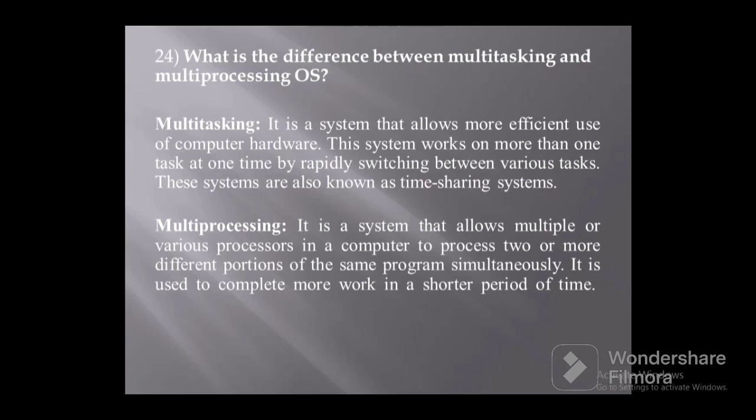What is multiprocessing? Multiprocessing means multiple processes. In multitasking, there is a single processor, whereas in multiprocessing, two or more processors do their tasks, and it will complete in a shorter period.